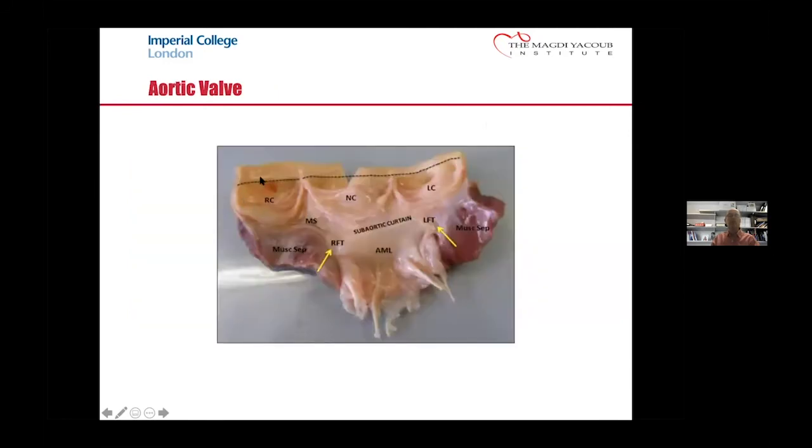And then there's a ridge, which is even hard to see by eye, that is called the sinotubular junction, which marks the boundary between the aortic valve and the ascending aorta. And in this picture, you can see the different structure of the anterior leaflet of the mitral valve.